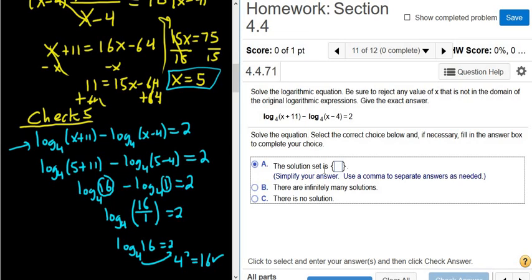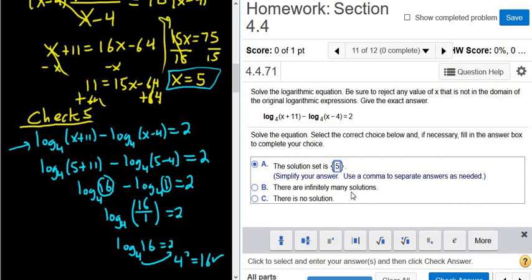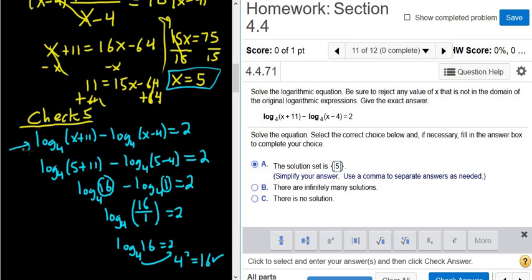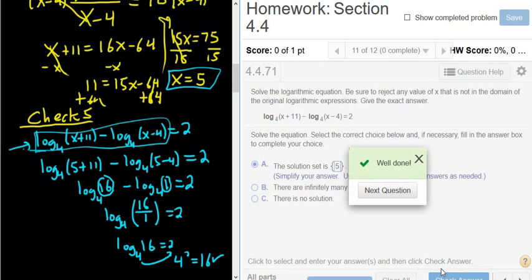I'm not a fan of checking. I do it as a last resort. In this case, it's important to check. Whenever you have 2 logs, it's one of the few situations where you really, really should check your answers, because sometimes you'll get an answer that doesn't work. All right, and that's it.